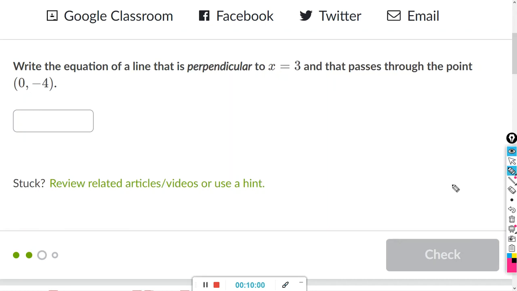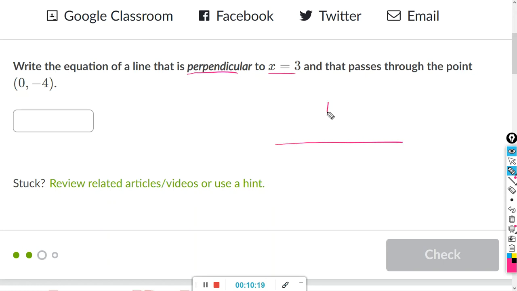Alright? So here we want the equation of the line that is perpendicular to x equals 3 and passes through the point (0, -4). So for this one, we don't need to find the slope, and I'll show you why.